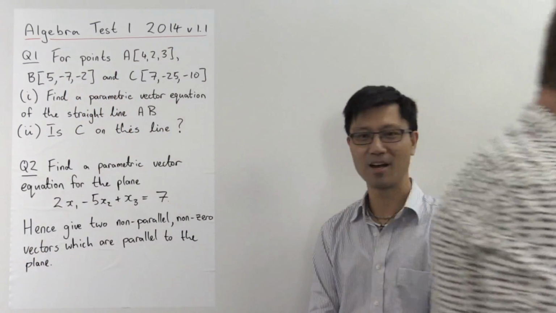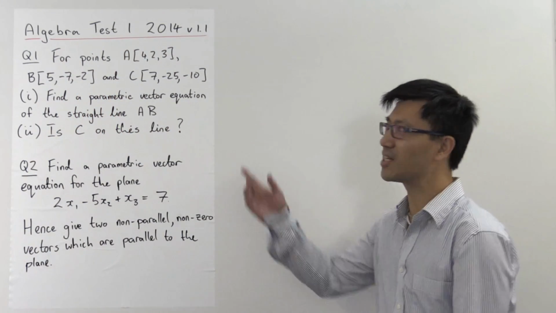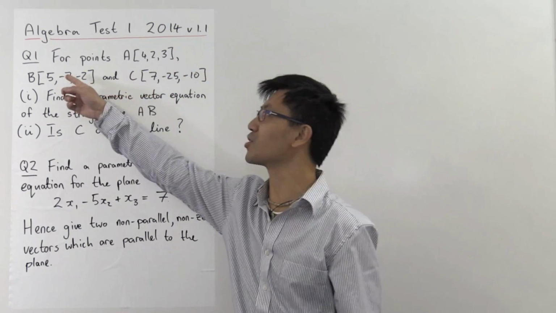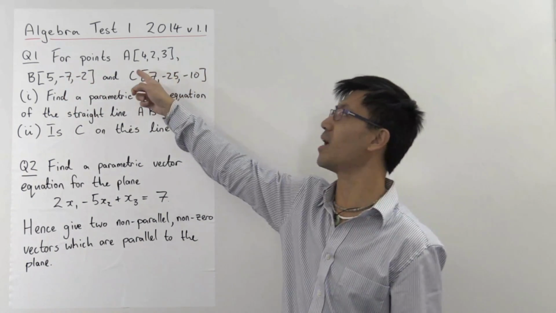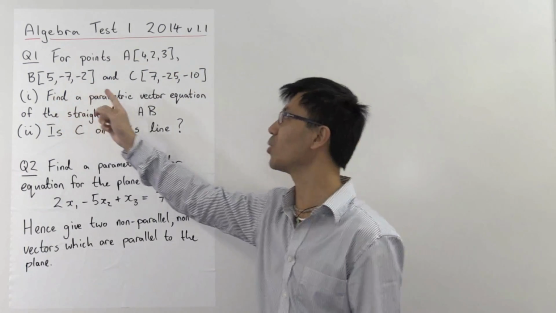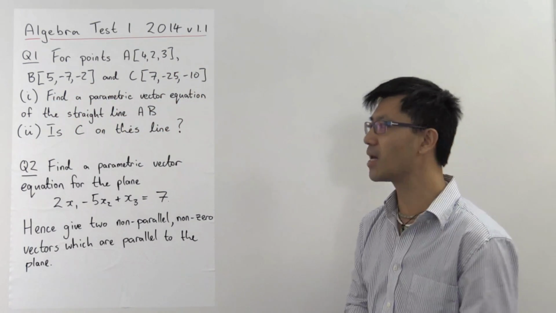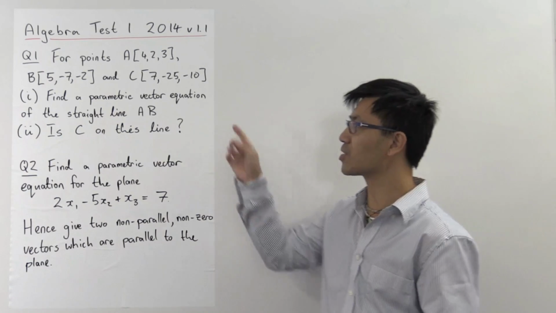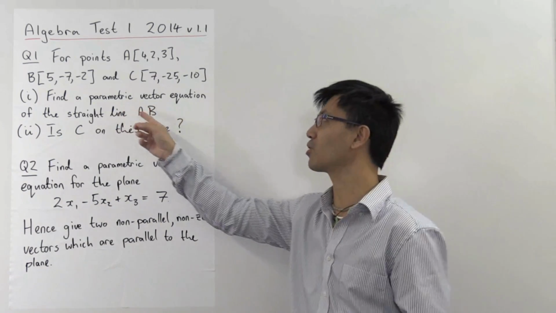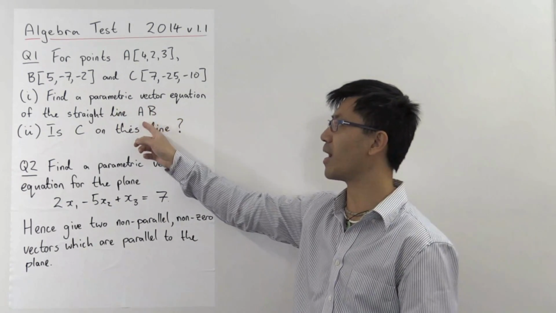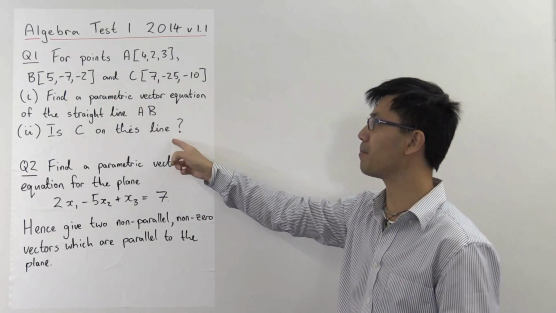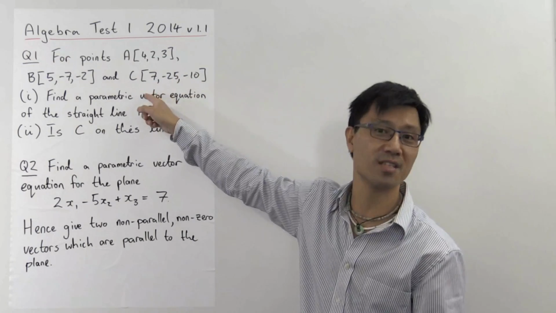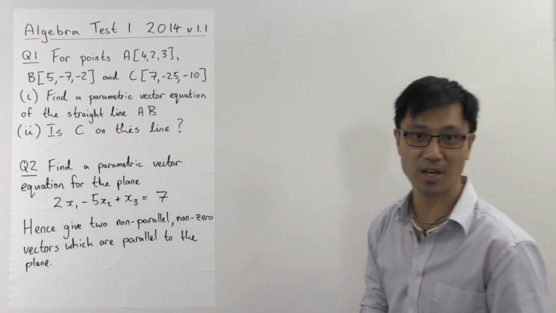Okay, great. So in this first question, question 1, we're looking at 3 points in R3. A with these coordinates, B with these coordinates, and C with these coordinates. The first part of this question asks us to look at the parametric vector equation of the straight line AB. That involves these 2 points. And then the second part is to see whether this point C actually lies on that straight line as well.